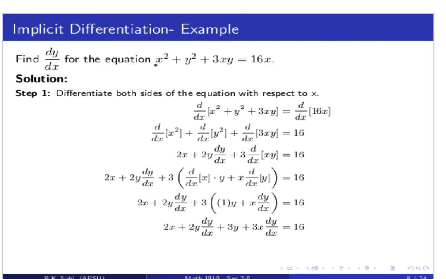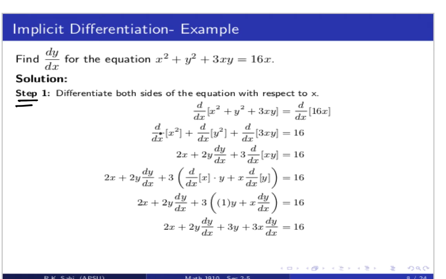Find dy by dx for this equation x squared plus y squared plus 3xy equals 16x. So what is step 1? You're going to differentiate both sides of the equation with respect to x. So that means d dx of x squared plus y squared plus 3xy equals d dx of 16x. Now the right hand side is so simple, it's simply 16. Whereas the left hand side, we're going to go step by step. Because this is a sum of different terms, we're going to take the differential of each one of them separately.